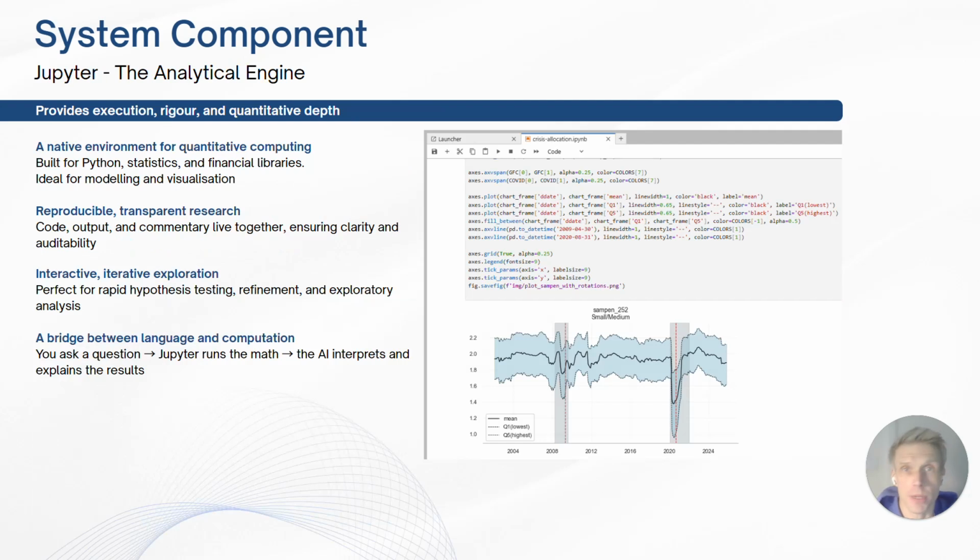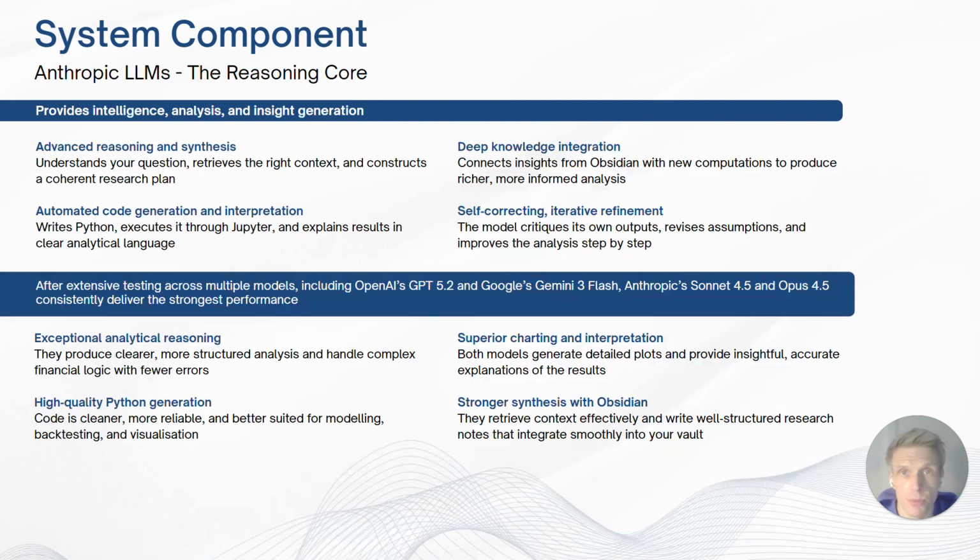Next is Jupyter, where all the real number crunching happens. It is built for statistics, modeling, and visualization. What makes it powerful is transparency. The code, the results, and the explanation all live together. This lets me test ideas quickly, refine them, and understand exactly how the results were produced.